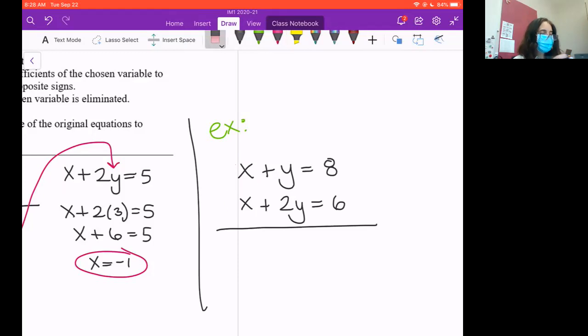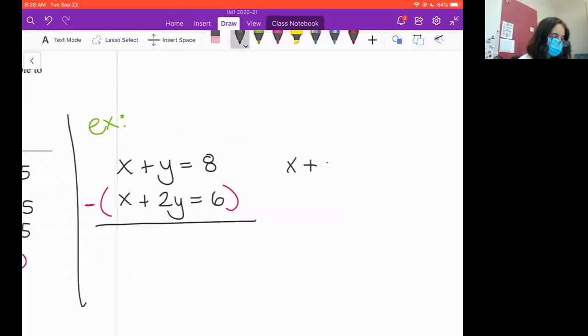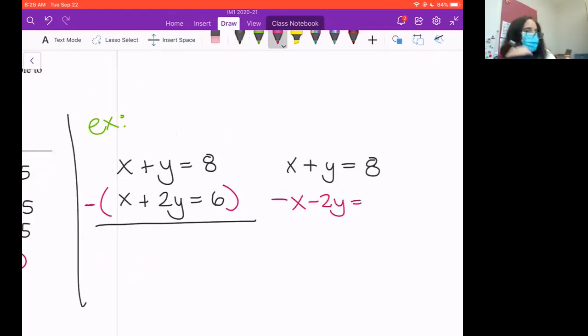You can also think of it as, well, what does subtraction really mean? Subtraction means multiplying that entire second equation by -1. So I'm going to really subtract, or you can say I'm just going to multiply by -1. So my first equation, I keep the same. My second equation is going to become -x minus 2y equals -6. So subtracting means adding the opposite. So that means just changing the sign of everything, multiplying by a -1.